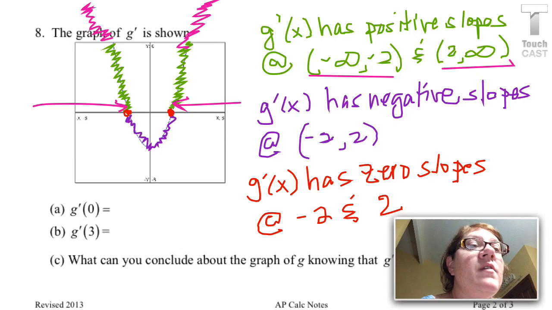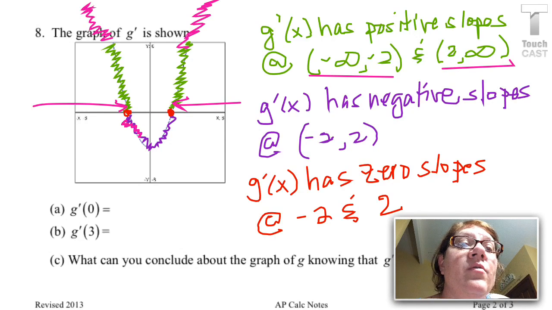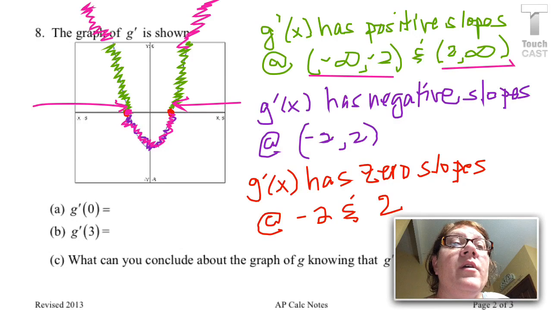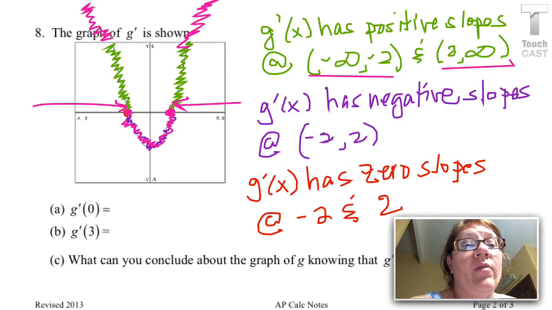And then I noticed that g of x has negative slopes because these are negative y values everywhere below the x-axis, and so that's from -2 to 2. And then I noticed that g of x has 0 slopes when it actually falls on the x-axis, because g prime of x would be 0 here, and g prime of x would be 0 here. Those are the y values, and so that's where it has 0 slopes. Okay, so now we can answer the questions.